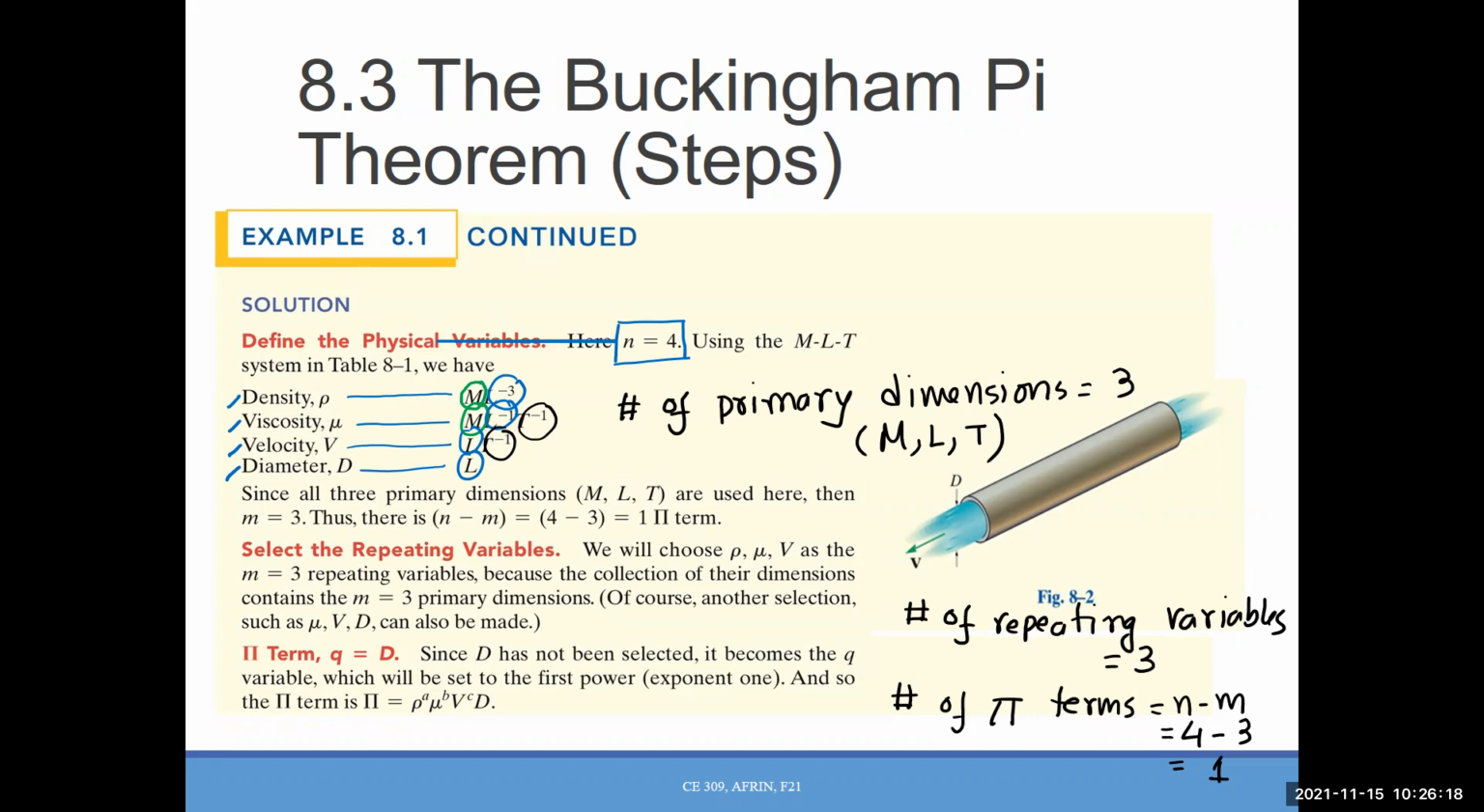Since we are working with this worked out example, they took the first 3 as their repeating variables. I will just follow that one so that we can discuss the solution based on this example. Okay, so they decided these 3 are their repeating variables, and they have M, L, T all together. So we are done with step 2.